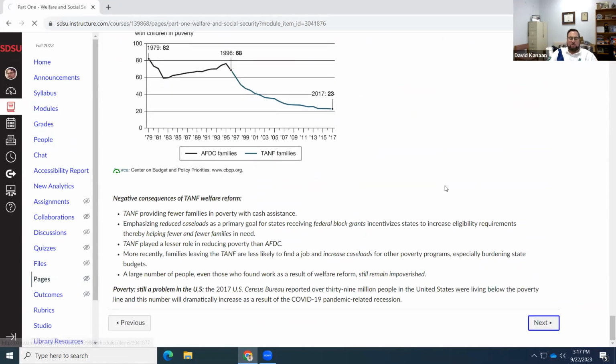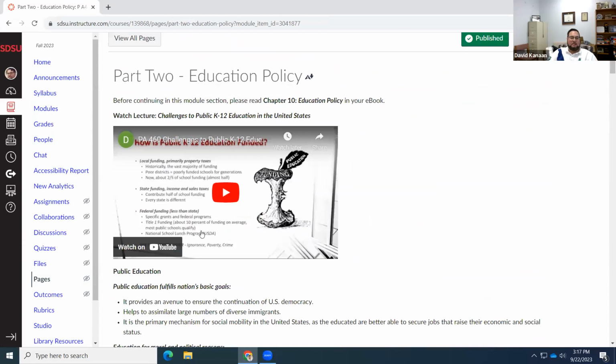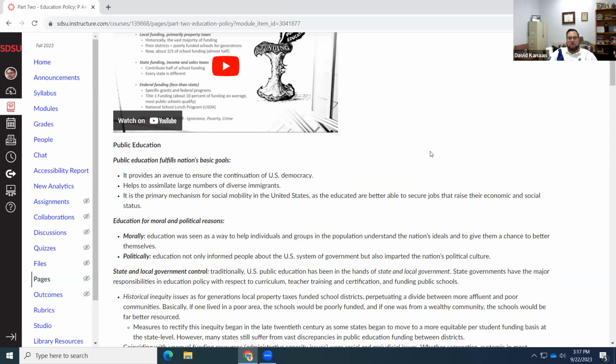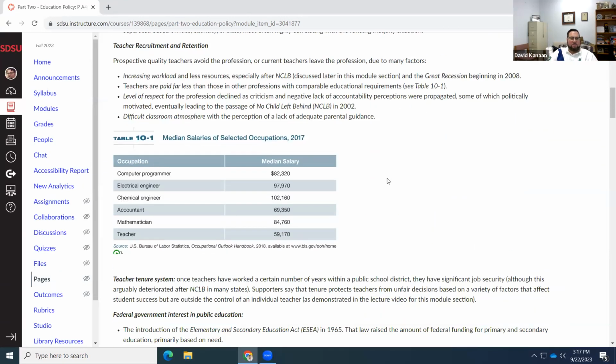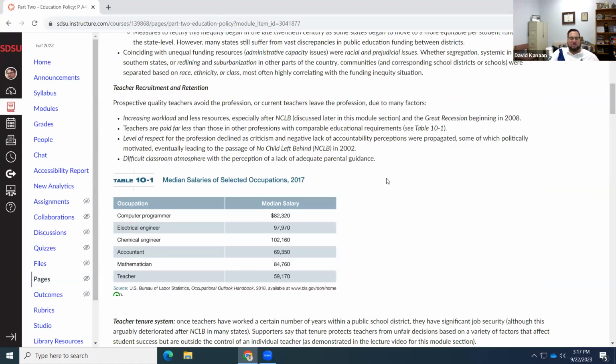And then we go to the next part, education policy, which is chapter 10. This is a lecture that I put together a few years ago, going over challenges to public K through 12 education equity. So if there's older reference, it's a few years old. Then we have the summary of the chapter. I put in a lot of extra things here just because that's one of my fields of research.